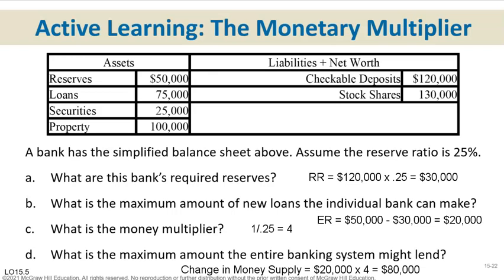This concludes this chapter about the banking system. In the next chapter, we're going to look at how the Federal Reserve can use reserves and use reserve ratio to encourage lending to promote growth.